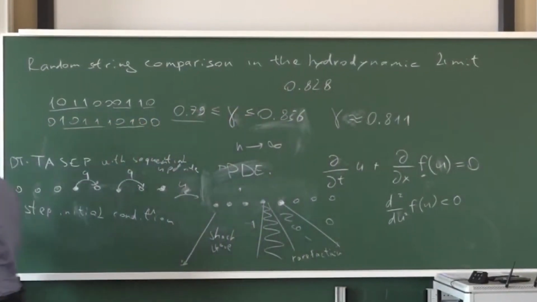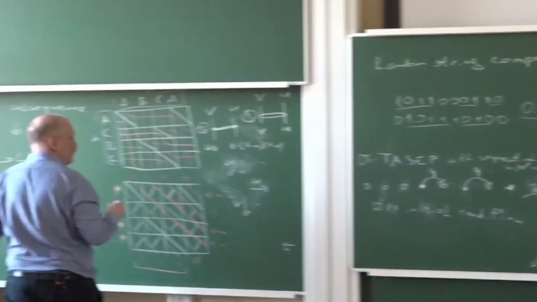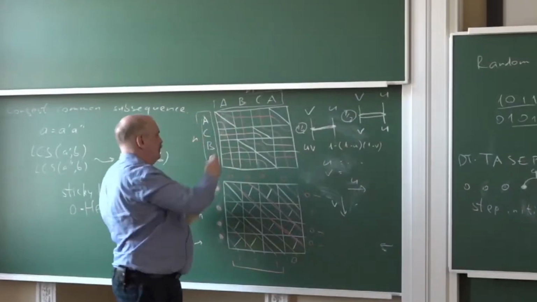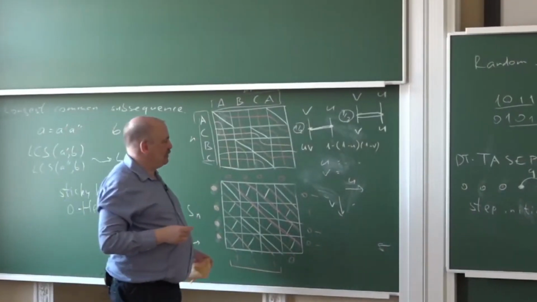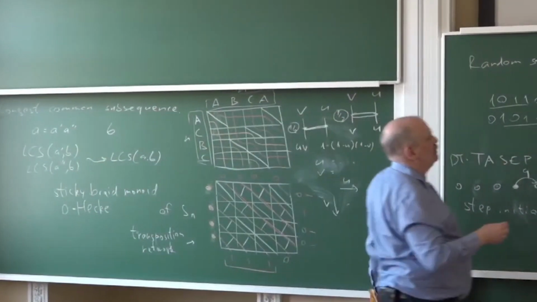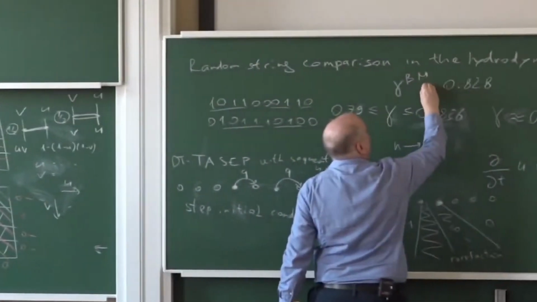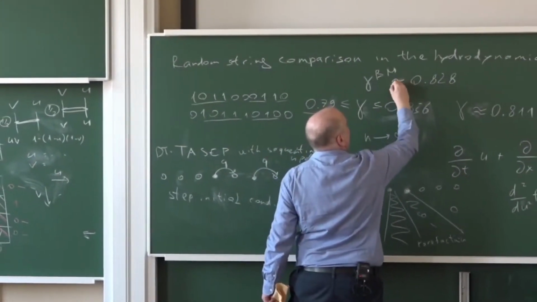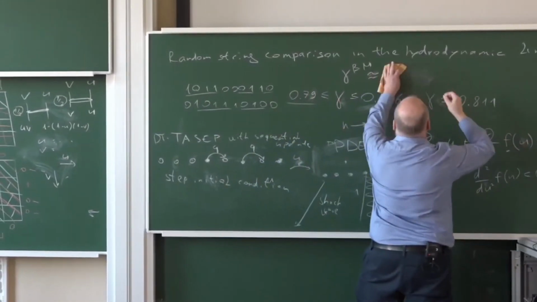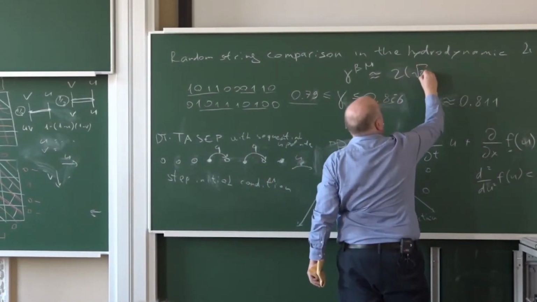This is called the Bernoulli model. It's not a good name, I think, because the strings themselves are Bernoulli processes. But so for the Bernoulli model, gamma for the Bernoulli model is just 2 square root of 2 minus 1.